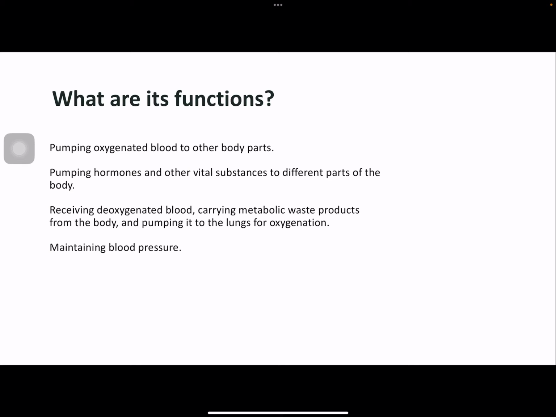What are its functions? The functions of the heart are pumping oxygenated blood to other body parts, pumping hormones and other vital substances to different parts of the body, receiving deoxygenated blood and cardiac metabolic waste products from the body and pumping it into the lungs for oxygenation, and maintaining blood pressure.